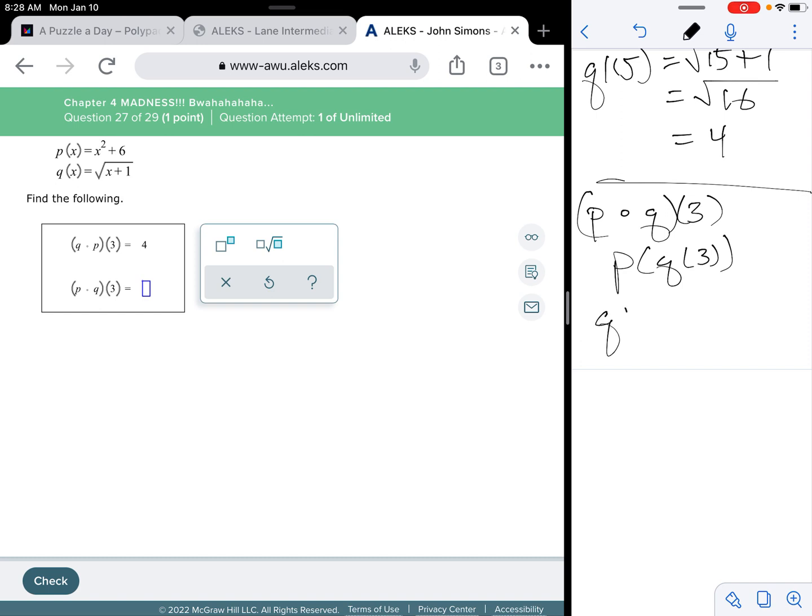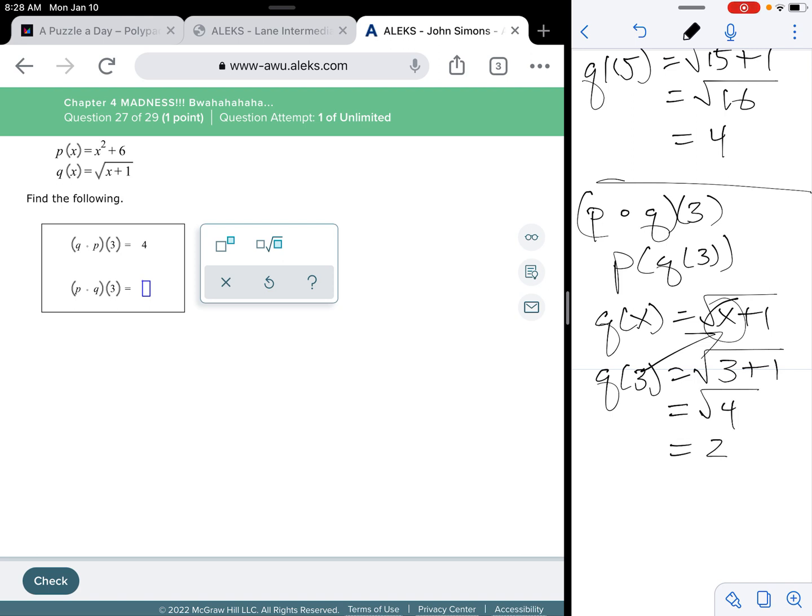So I know Q of x is the square root of x plus 1. So now I'm going to find Q of 3, which is square root of 3 plus 1. You're just substituting in that number for x right there. So we have 3 plus 1. So that's the square root of 4, which simplifies to 2.